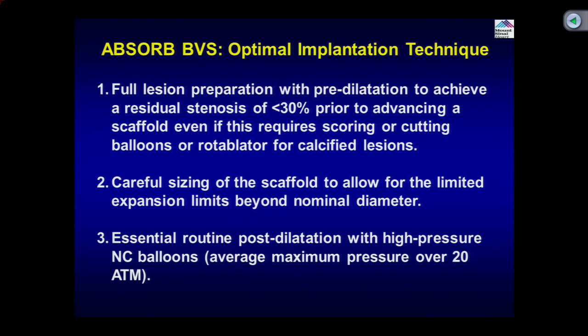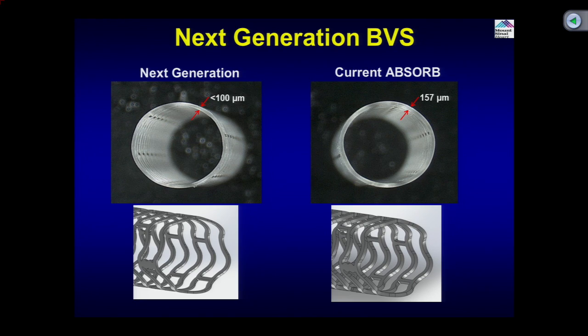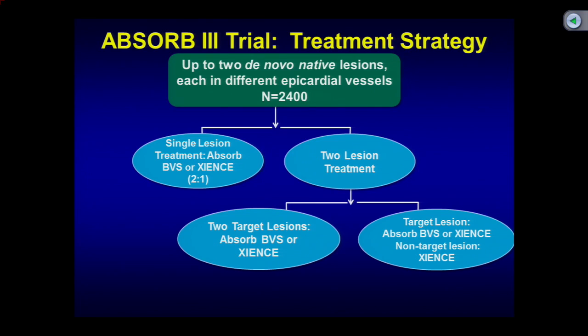This was the concern in the beginning, but with this optimal technique, I think those are the ones deployed in the Colombo experience. That's why the data were much different than what we noted. And that probably will translate into a better outcome, and more importantly, no stent thrombosis. And of course, now the next-generation BVS will have a thinner scaffold thickness of less than 100 micron.